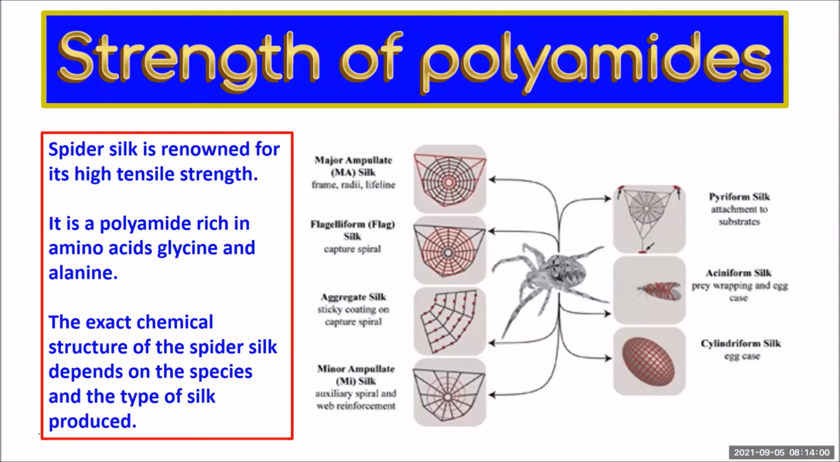Now, an example of this is spider silk. Spider silk is a natural polyamide that has extensive hydrogen bonding between the polymer chains, and that is why it has such a high tensile strength. It's one of the strongest materials known if you take a strength to weight ratio. It's a polyamide that's rich in the amino acids glycine and alanine, and the exact chemical structure depends on the species of spider, but also the different types of silk that the spider is producing.